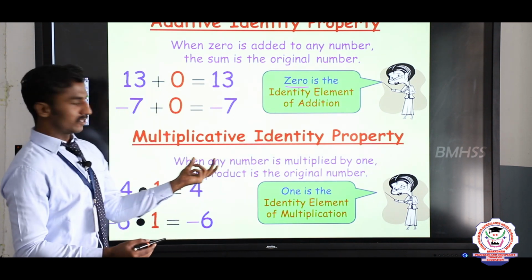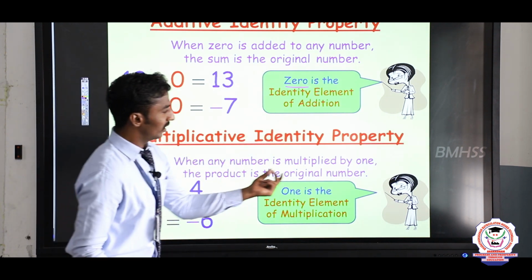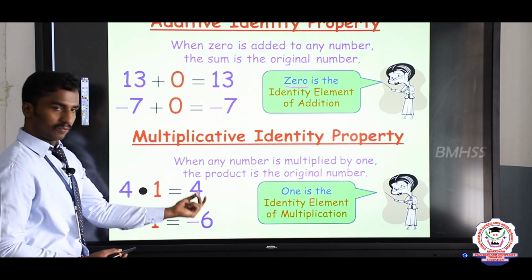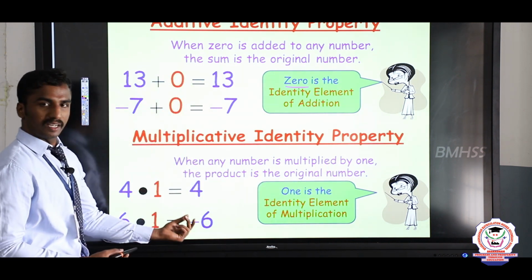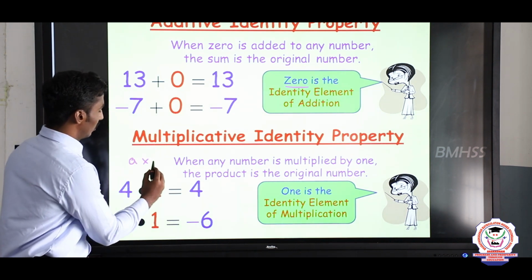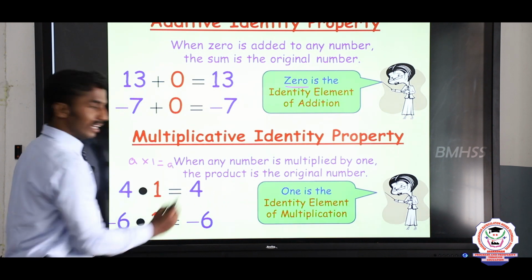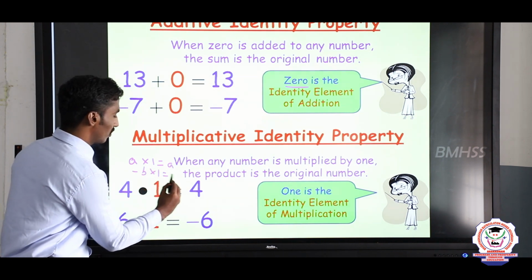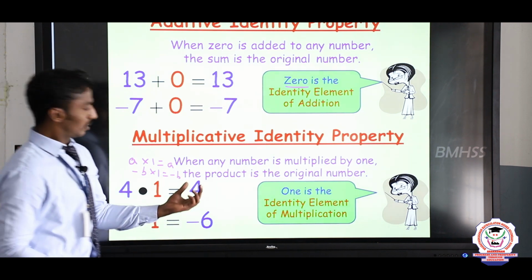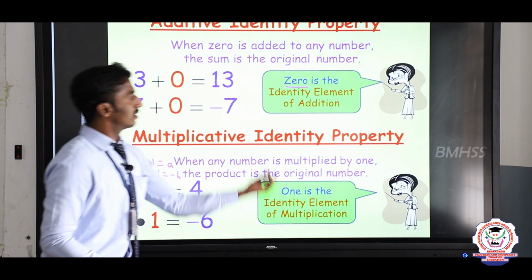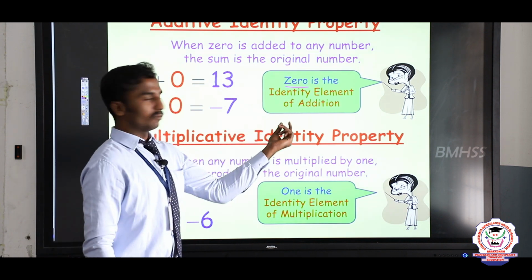Next one, multiplication rule. When any number is multiplied by 1, we get the same number. 4 into 1 we get 4 only. Minus 6 into 1 we get minus 6 only. Take any variable: A into 1 equal to A, minus B into 1 equal to minus B only. So we get the same number. So 1 is the identity element of multiplication, and 0 is the identity element of addition.